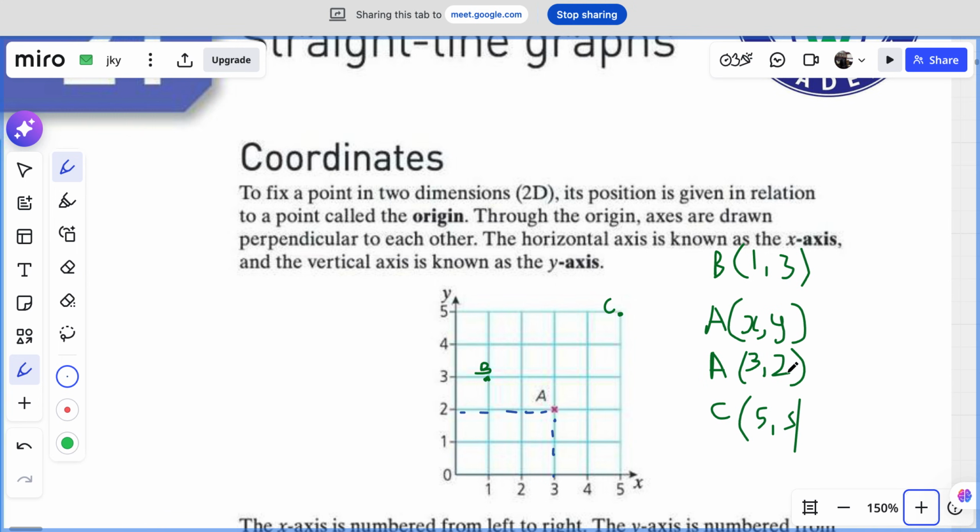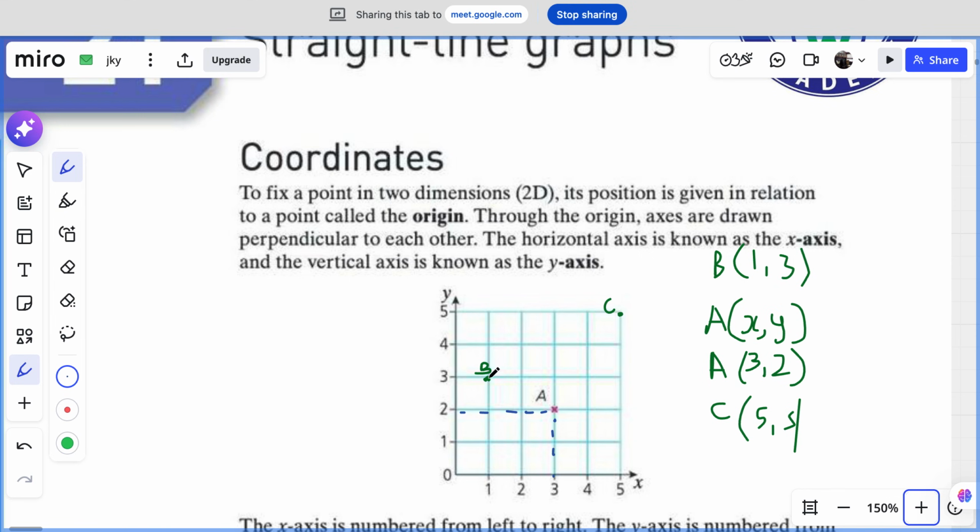Now, what if we put another point somewhere here, and we call it point B for this particular plane. You trace point B to the horizontal axis, which gives you 1, and you trace it to the vertical axis, which is 3. So the coordinate is (1, 3). So if you're asked to give the coordinate of point B, it is (1, 3).